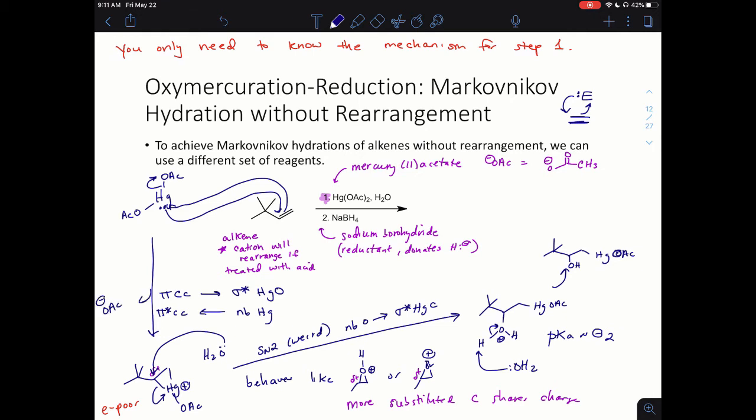For step 2, that will reduce off. So step 2 with sodium borohydride will reduce off this carbon-mercury bond and replace it with hydride. So it's called a reduction. And we do end up observing a product that results from the net hydration with Markovnikov selectivity, right? We did not observe this product. That would be the anti-Markovnikov product. We also didn't get any rearrangement.